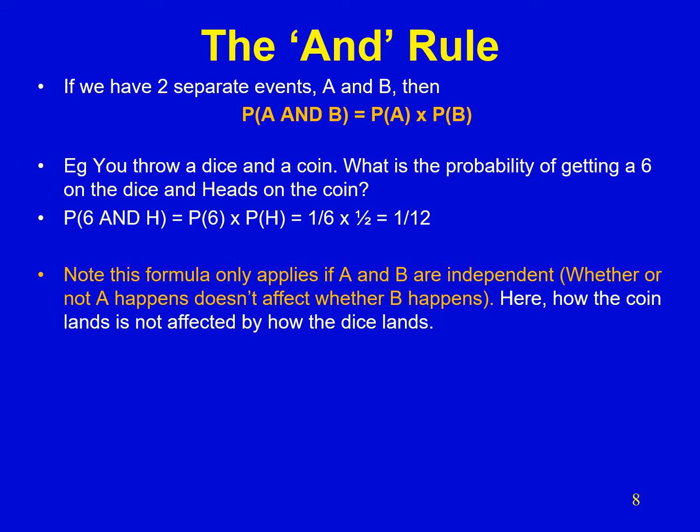Note that this formula only applies if A and B are independent. Independent means whether or not A happens doesn't affect whether B happens. So here they are independent, because whatever score the dice gets, that's not going to affect the score on the coin.